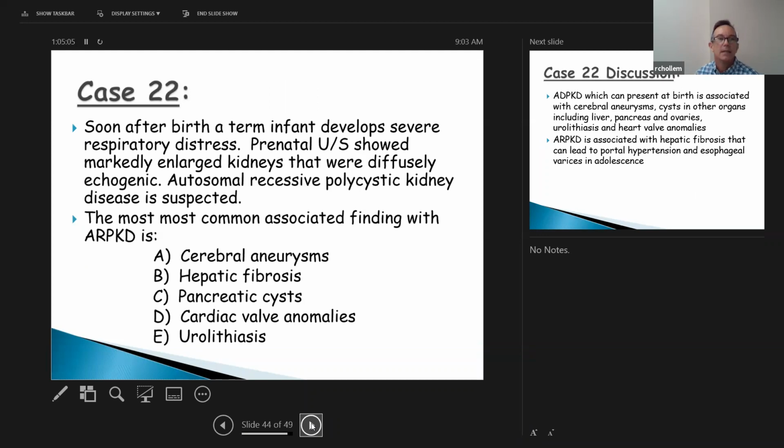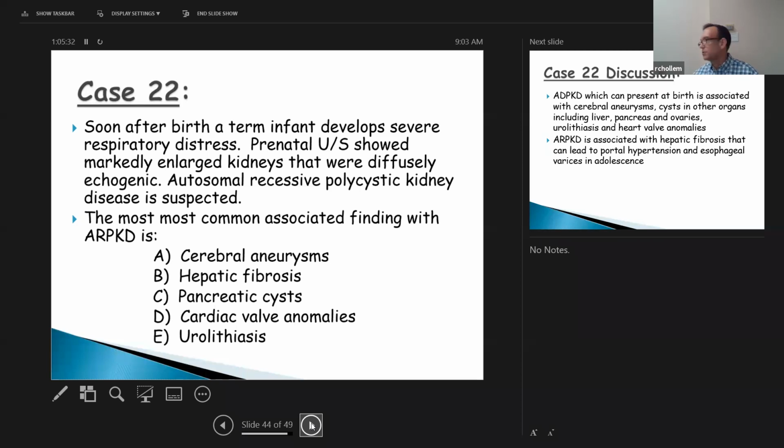Complement is key. Soon after birth, the term infant developed severe respiratory distress. Prenatal ultrasound showed markedly enlarged kidneys that were diffusely echogenic. Autosomal recessive polycystic kidney disease is suspected. The most common associated finding with AR-PKD is cerebral aneurysms, hepatic fibrosis, pancreatic cysts, cardiac valve anomalies, and kidney stones.